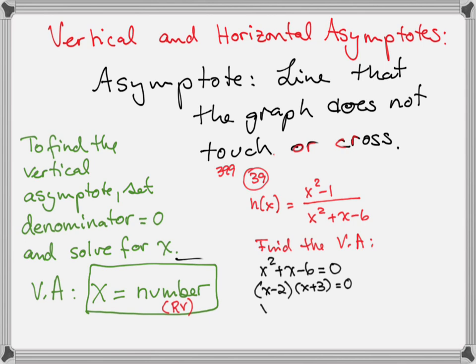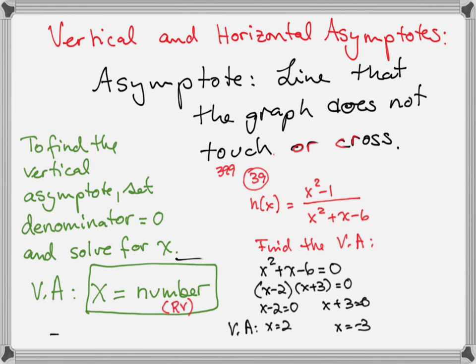And in this case, we actually have two VAs. We have x equals 2, and x plus 3 equals 0, so x equals negative 3. So these are your two vertical asymptotes. These are also your two restricted values.